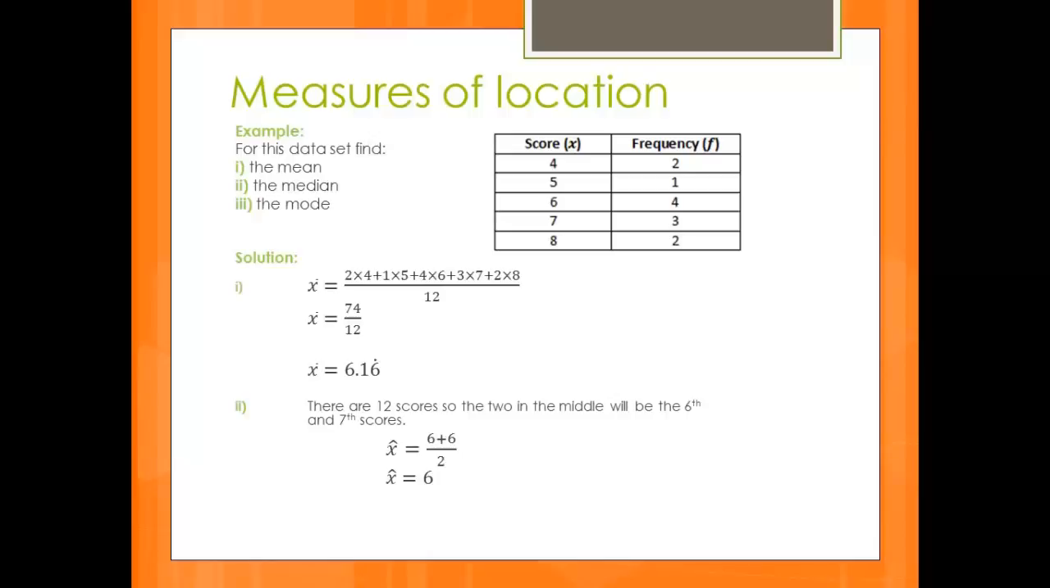The mode of this data is the score with the highest frequency. So the biggest number in my frequency column is 4, and that corresponds to a score of 6.